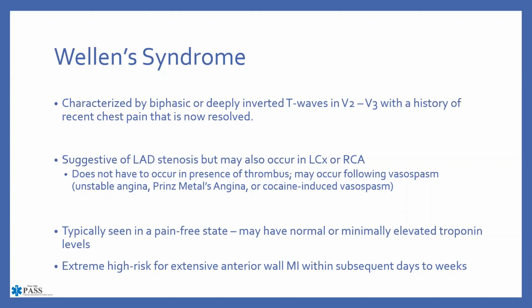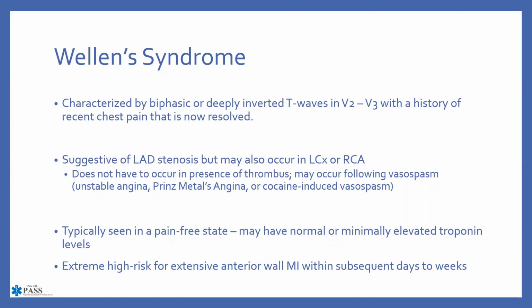So these are suggestive of left anterior descending stenosis. And anytime you see the word stenosis, it's just an occlusion or a closure of a vessel, basically. So it is not as big as it once was. It is stenotic, it's sticky, it's not working the way that it should. But it also may occur in the left circumflex, which goes over and feeds the lateral wall, or the right coronary artery. It does not have to occur in the presence of a thrombus.